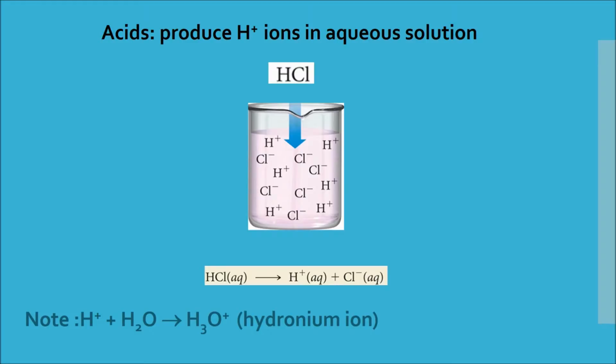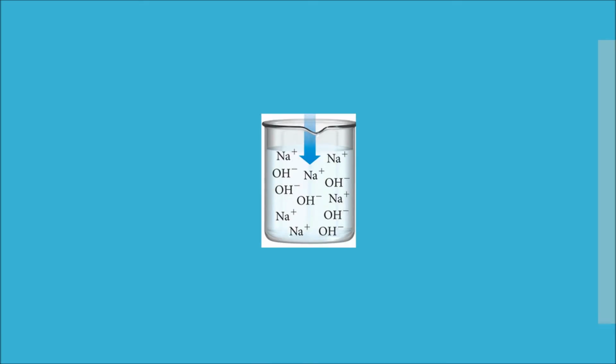And bear in mind, when H plus ions are in solution, they're extremely reactive. And so they tend to form hydronium ion, which is H3O plus, which is another way of writing H plus ion, as you will see later on. And this is called the hydronium ion.